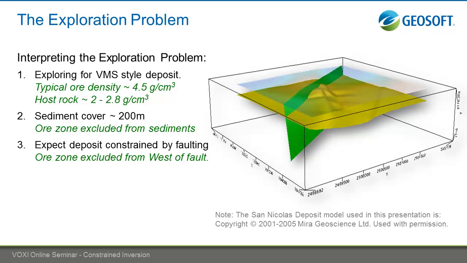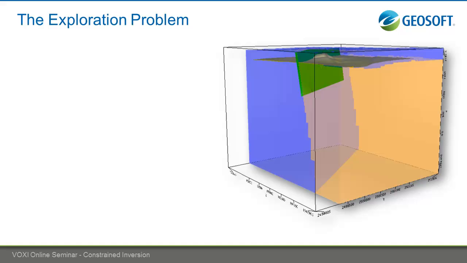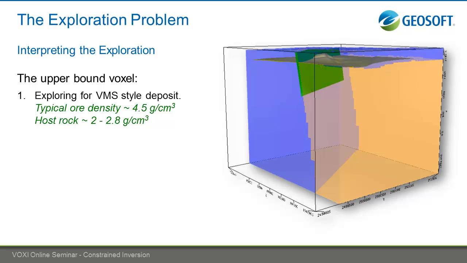So how can we implement that into our voxel inversion? Well, one of the fundamental things to understand about VOXI and VOXI constraints is that they must all be entered as voxel models. So the first thing we need to do is take our geologic information, which we have in terms of these faults and the unconformity, and turn that into a voxel model. So this is what I'm showing you here in this slide. I'll describe this a little more when we go through the actual demonstration.